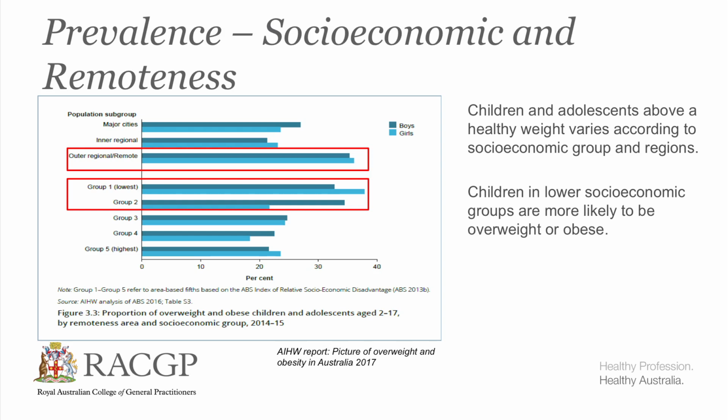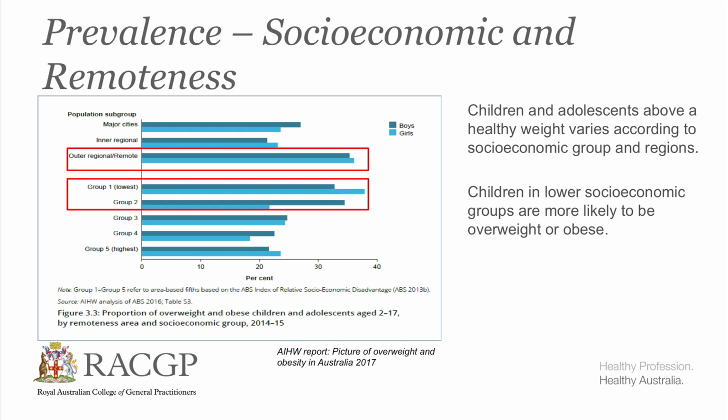Okay. So let's now have a closer look at some of the variation for children and adolescents above a healthy weight in socioeconomic groups and geographical regions. The children living in regional and remote areas are more likely to be above a healthy weight than those in major cities, as you can see here highlighted in red. Reasons for this health differential may include geographical location, socioeconomic disadvantage, shortage of healthcare providers and allied health, lower levels of access to health services, greater exposure to injury risks, and the general poor health of Aboriginal people who comprise a significant proportion of the population in rural and remote areas.